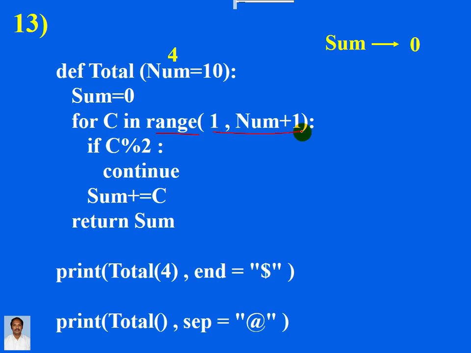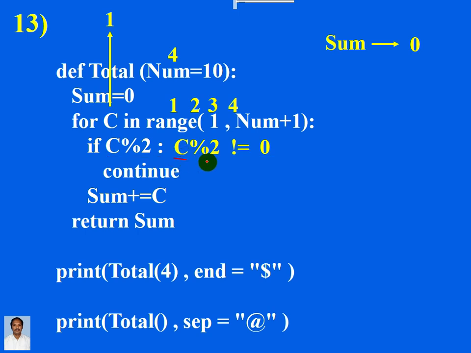Range(1, num + 1). num contains 4, so 4 plus 1 is 5. Range(1, 5) returns 1 to 4. C takes the initial value in the range, 1. If I simply write an expression, the condition tested there is not equal to 0. So here the condition tested is C modulo 2 not equal to 0.